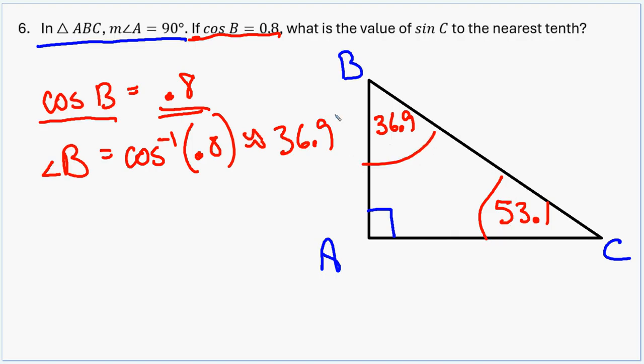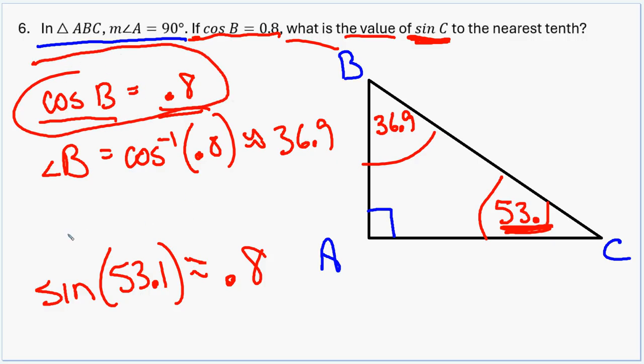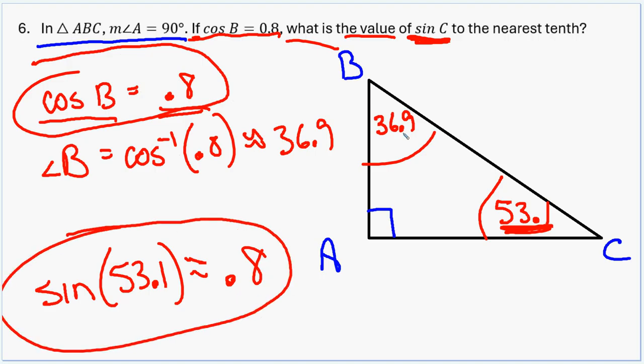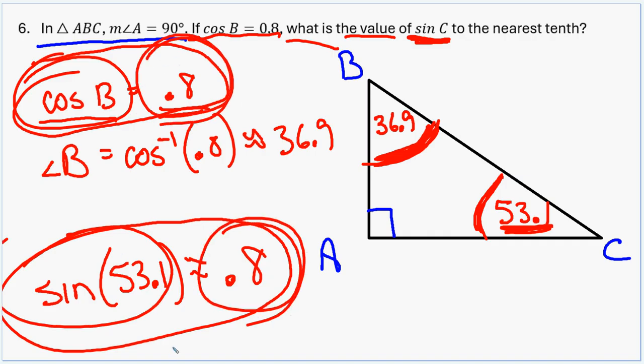Now let's go back and reread the question. What is the value of sine C? Well, here's angle C. So the sine of C is just the sine of 53.1. And on our calculator, that's about 0.8. I think I remember pointing this out in class. The cos of one angle will be the same as the sine of its complement. Our angles, these acute angles here, 36.9 and 53.1, are complements, and the sine and the cos of complement angles will be equal. So they are both 0.8.